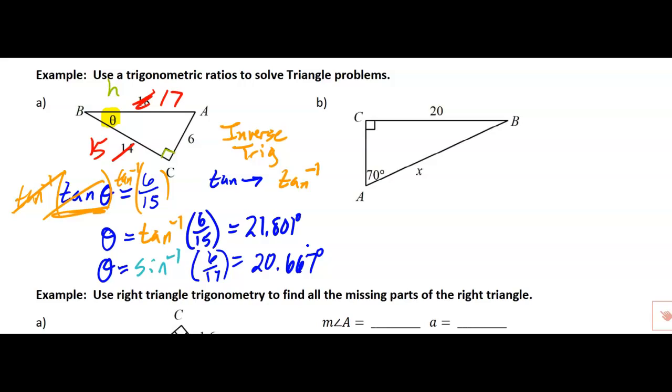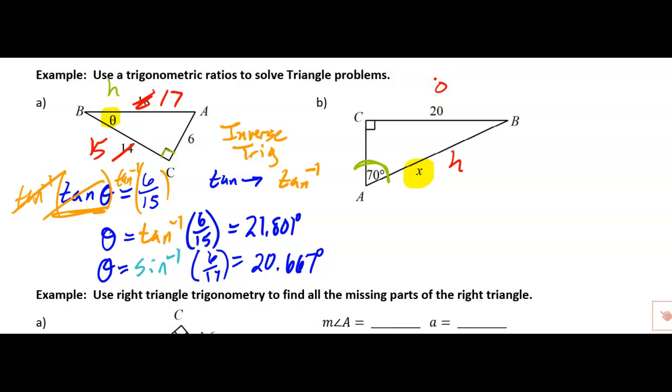On this one, there's my angle. X is what I'm looking for. So what do I have? I have an angle measure, and based on that angle, X is which side? Opposite, adjacent, hypotenuse. Okay, 20 is what side? Opposite or adjacent?